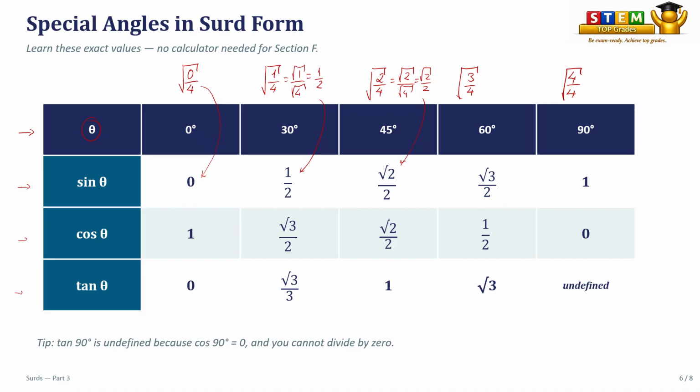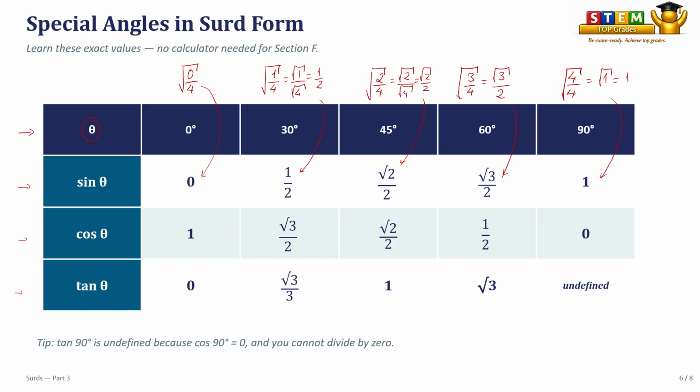So for 60 degrees, you will have the surd root 3, and the square root of 4 gives you 2, and again you have that value there. And for the last one, 4 divided by 4 is simply 1, and the square root of 1 gives you 1. Again, this is the value for sine theta for all these special angles.